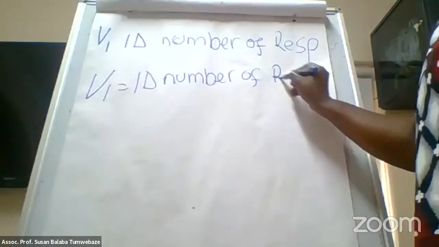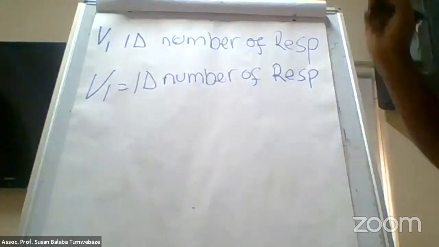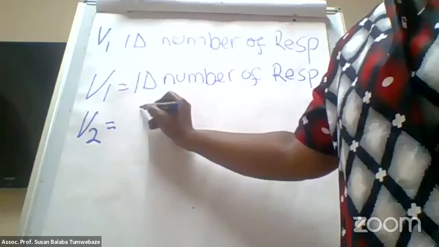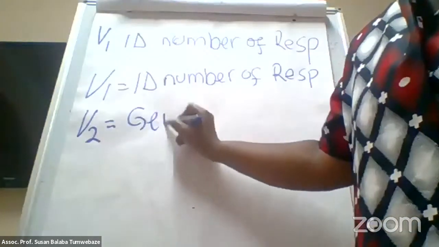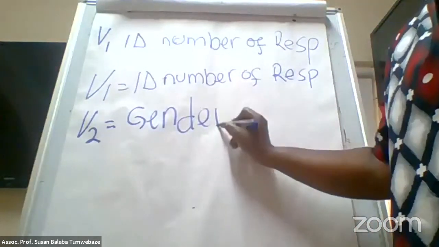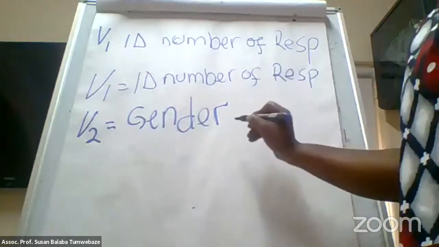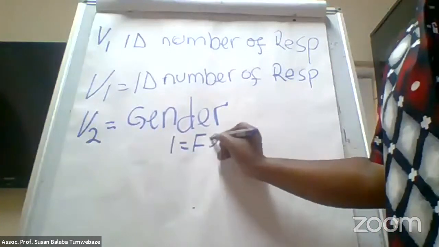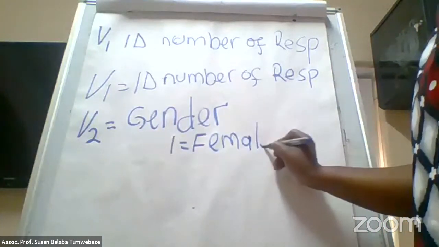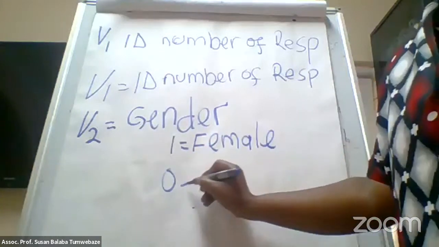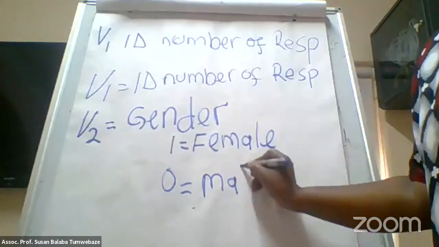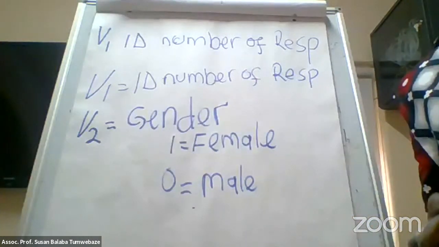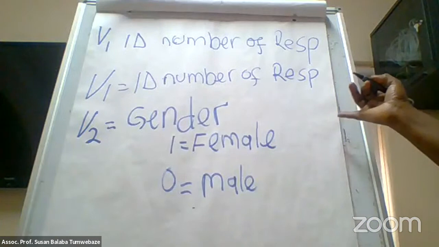V1 is ID, and this one is number of respondent. Okay, so let me assume that the next one, V2, is gender. So my name is going to be gender. And the codes are going to be 1 for female. I'm going to start with female because I'm female. And 0 for male. So that's how your code book is going to be. Is that clear? Can we go on? Or do you need more explanation?